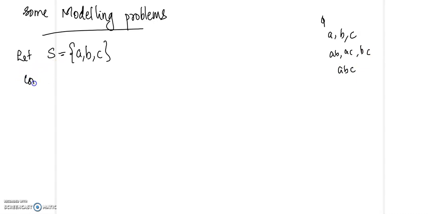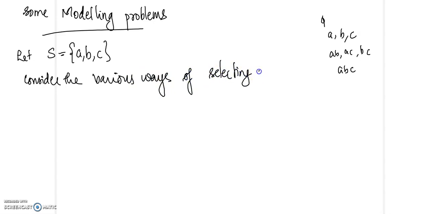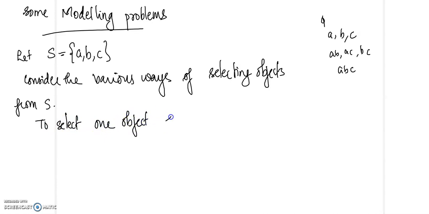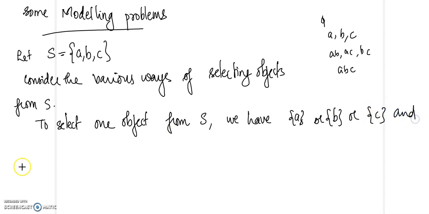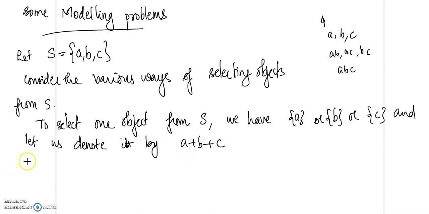So consider the various ways of selecting objects from S. To select one object from S, we have singleton set A, or singleton set B, or singleton set C, and let us denote it by A plus B plus C. So those are the different selections.